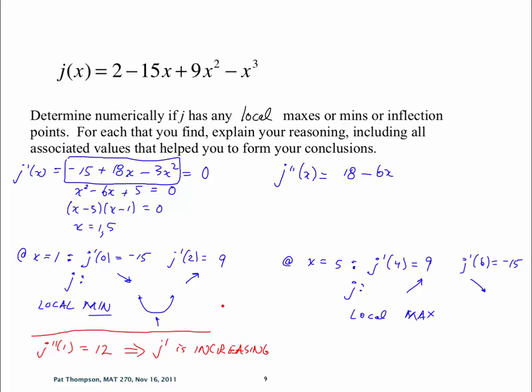So that's just an alternate way. That's called the second derivative test. Second derivative test is looking at how the second derivative is telling us if we have a local max or min. Same thing over here. J double prime of 5 is what? Negative 12 means that the first derivative is decreasing. And that would confirm local max. First derivative decreasing, less positive and more negative.